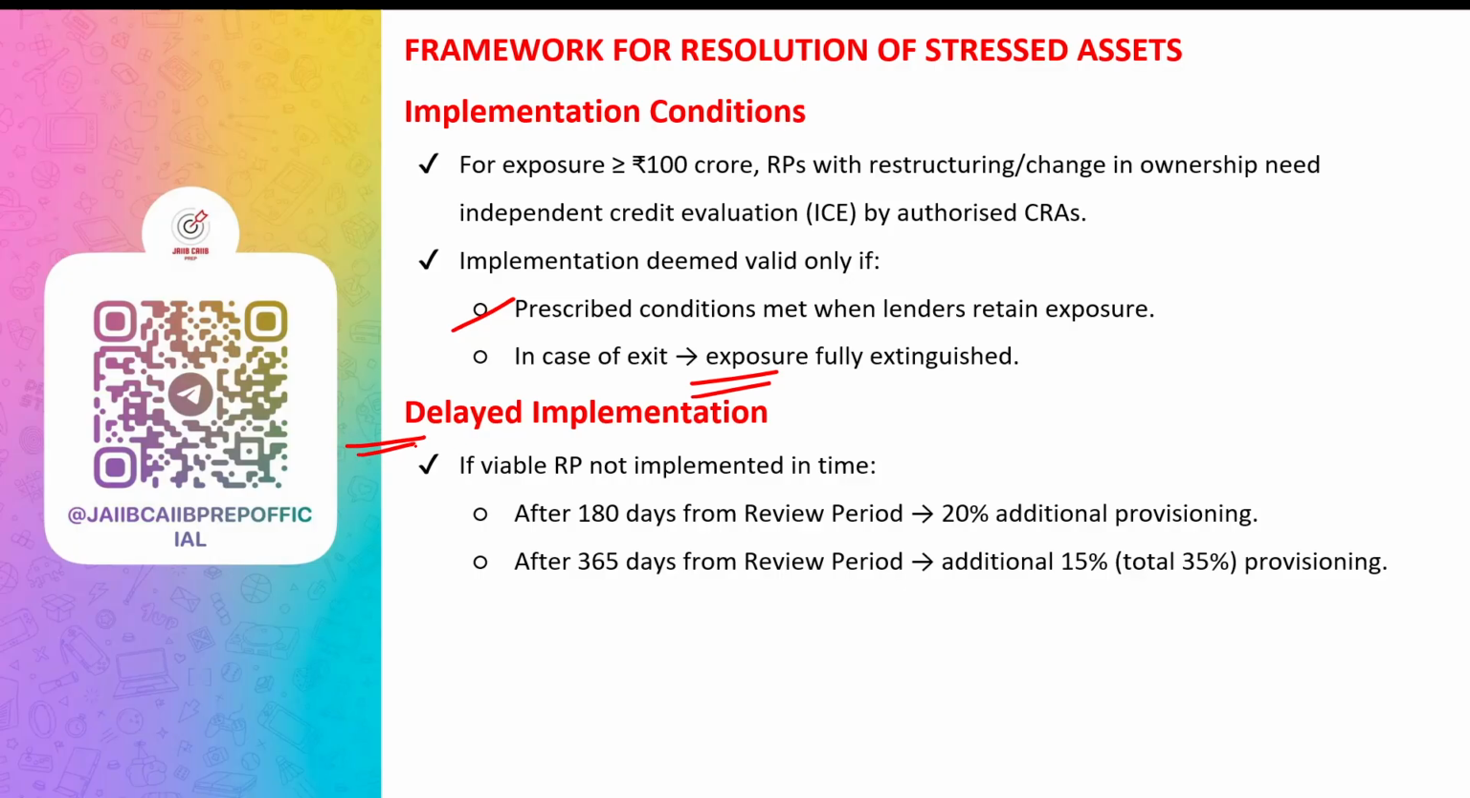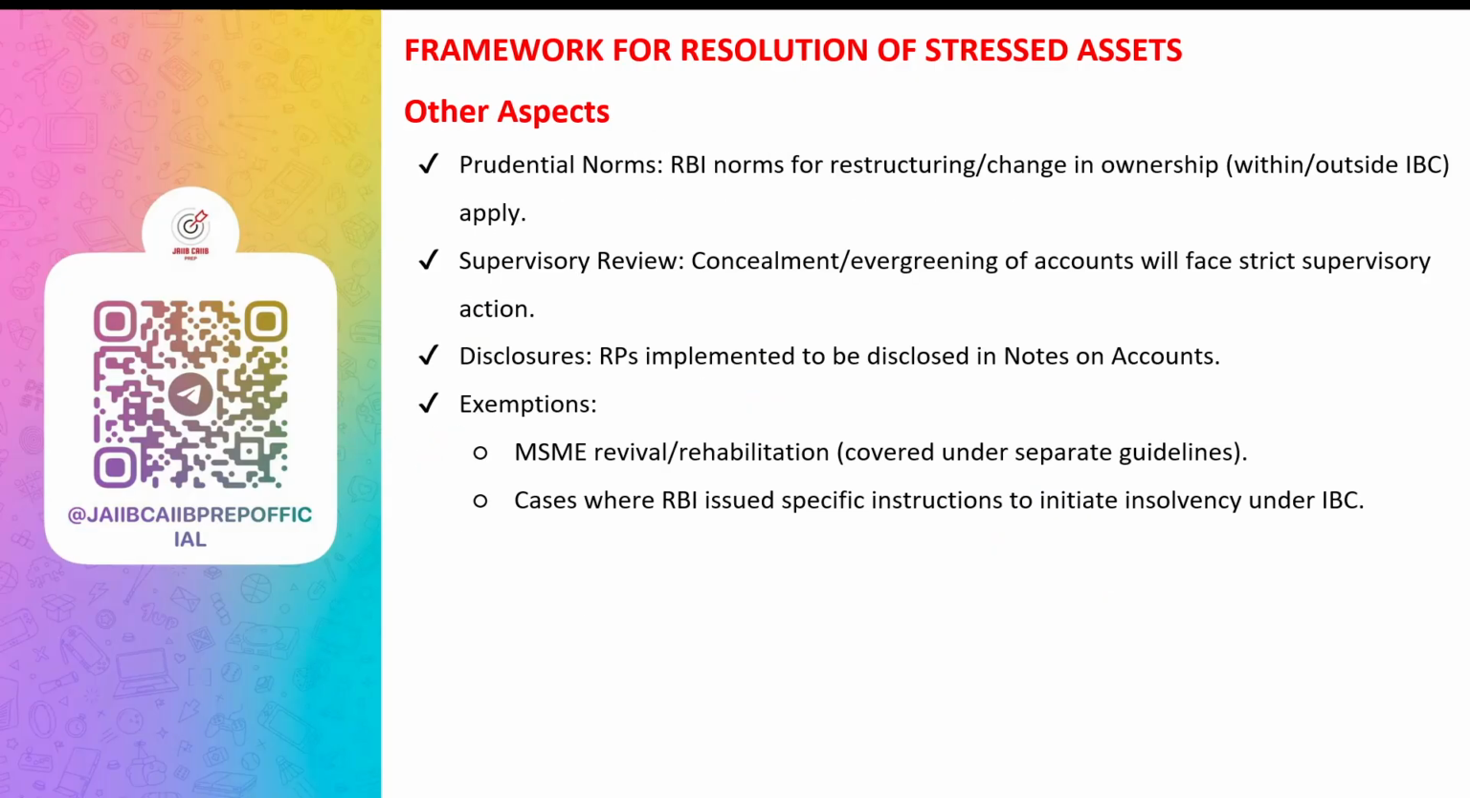Delayed implementation. If banks fail to implement a viable resolution plan within timelines, they must make additional provisions. If it is not implemented within 180 days, there is an additional provision of 20%, and after 365 days, an additional provision of 15%, meaning a total of 35%. This ensures banks don't delay actions and take the problem seriously.